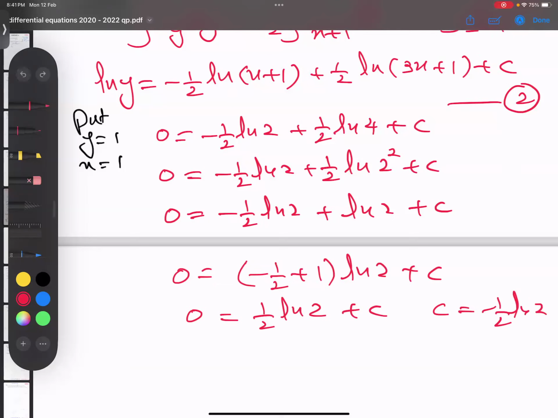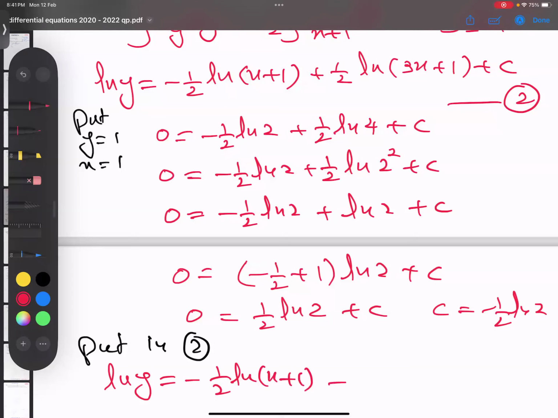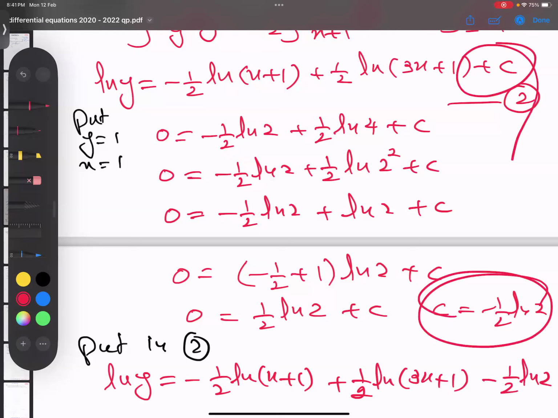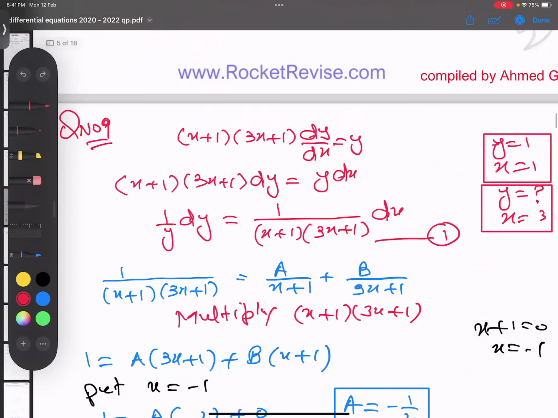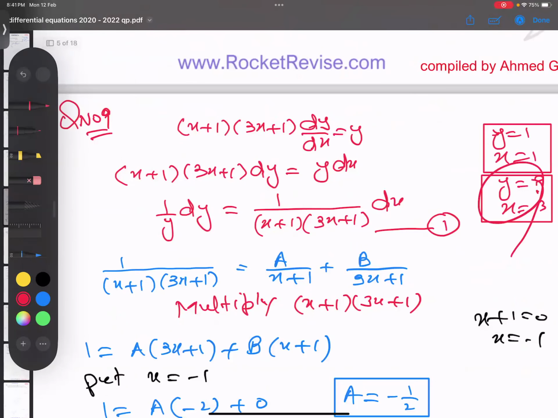So this value I'm going to plug in here. So I'm saying here put in 2. Okay, one minute please. Yes, it's all okay. So when I plug in there, I get the final form, not final form, close to final: 1/2 ln 3x plus 1 and -1/2 ln 2. Actually, I've kept this value here on top. Now, how to get it? What is my target? My target is to find the y value when x is 3.